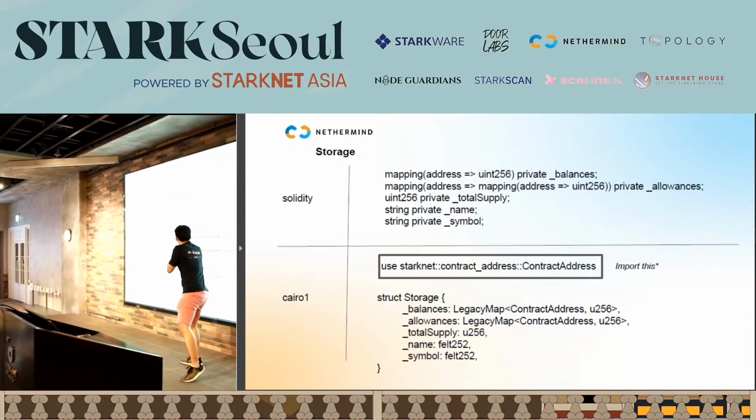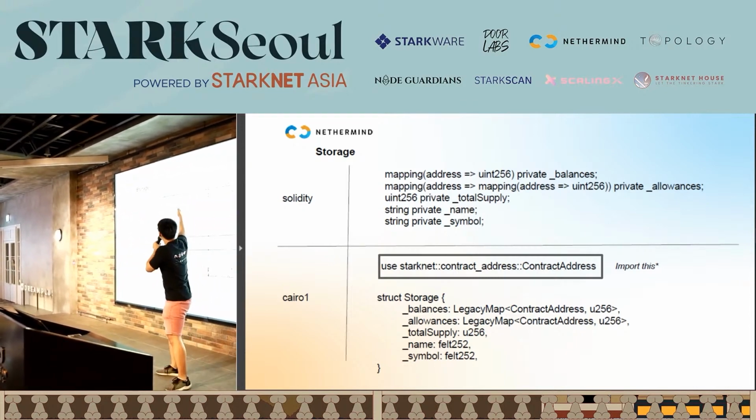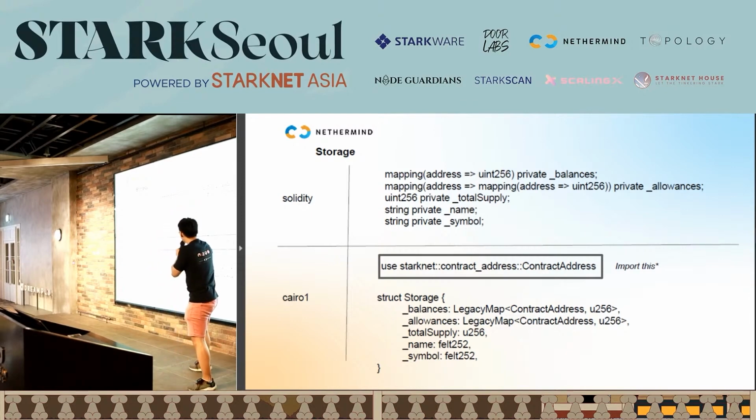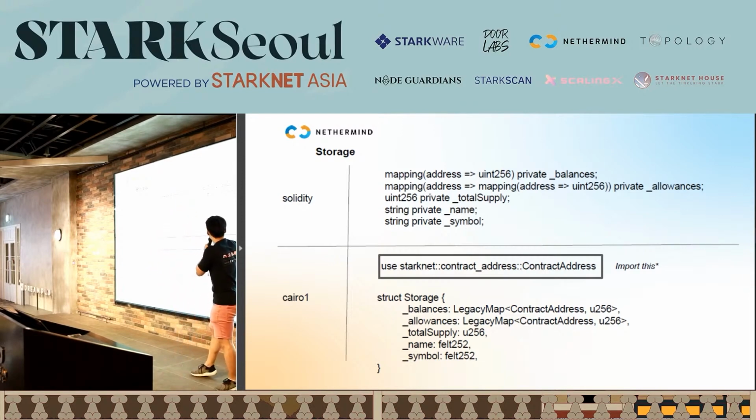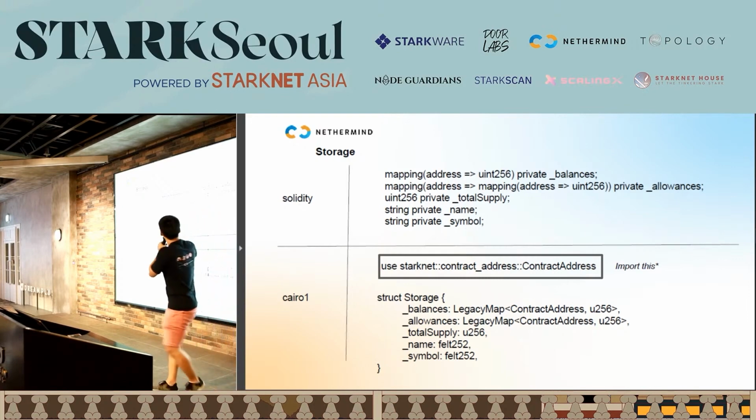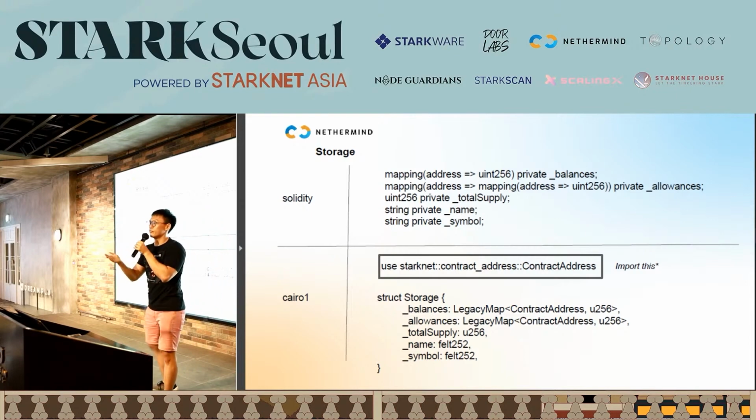There's a mistake here. I forgot to delete this. This is state in Solidity: mapping, string. These are the key-value mappings. So in Cairo 1, you use LegacyMap and the contract maps to the value. If you ask me, this is very similar to Solidity. It's just a couple of syntax switches.